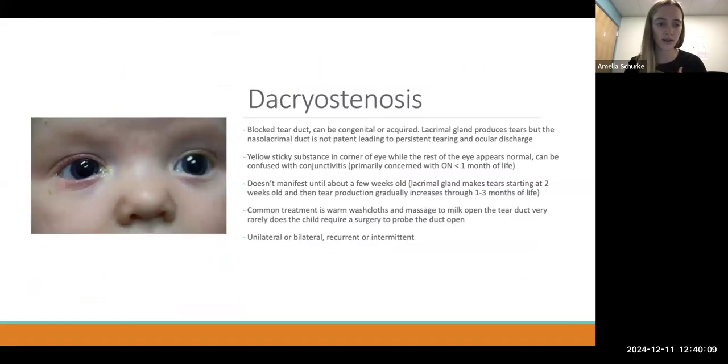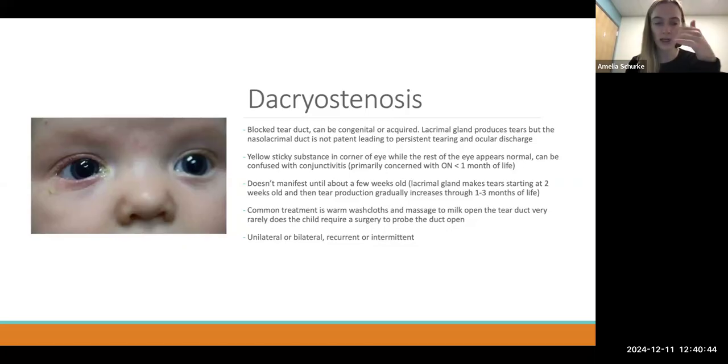Okay, second diagnosis in the little ones for eye concerns is dacryostenosis. This refers to a blocked tear duct. There are many causes. It can be congenital or acquired. The lacrimal gland, which is in your upper eyelid on the outside, produces tears. And then the nasolacrimal duct, which is the punctate spot, kind of where you see this yellow goopy discharge in this kiddo's right eye, that's what drains the tears.